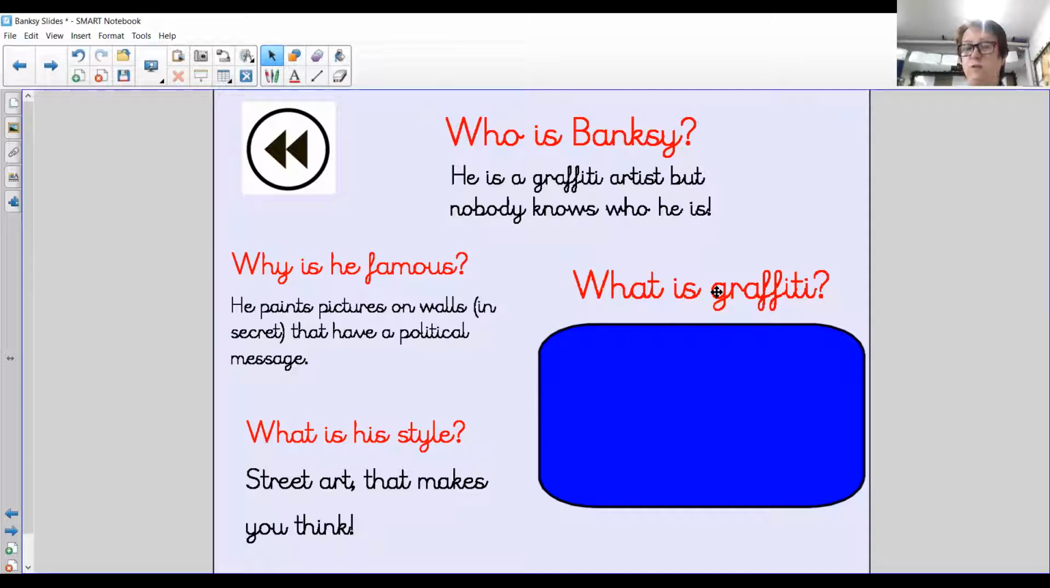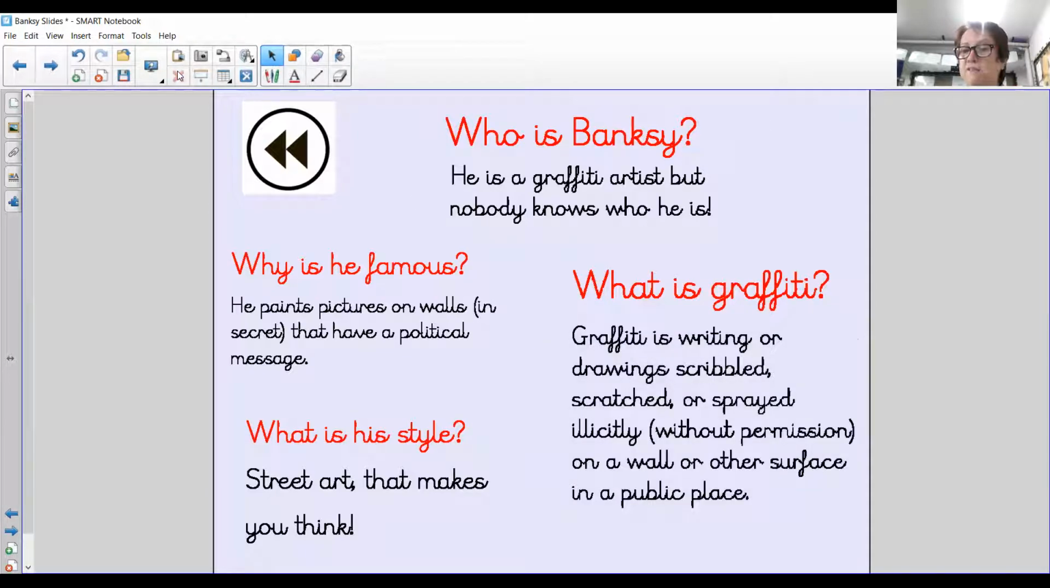But what is graffiti? In class last week, we wrote a definition: it's writing or drawing scribbled, scratched, or sprayed illicitly, that's without permission, on a wall or other surface in a public place. So it hasn't had permission and it's in a public place. They were the two main things that make it graffiti.